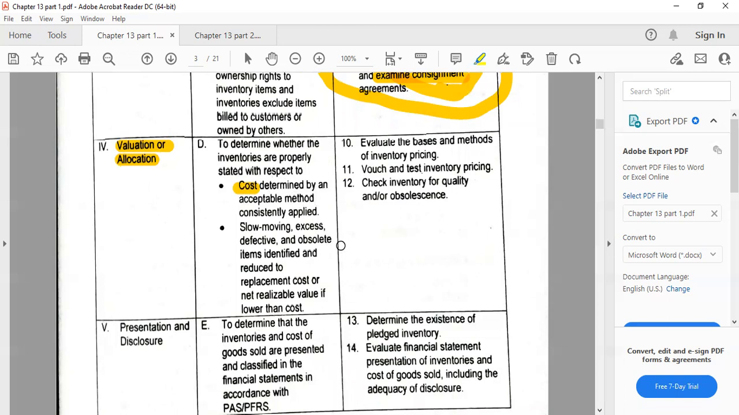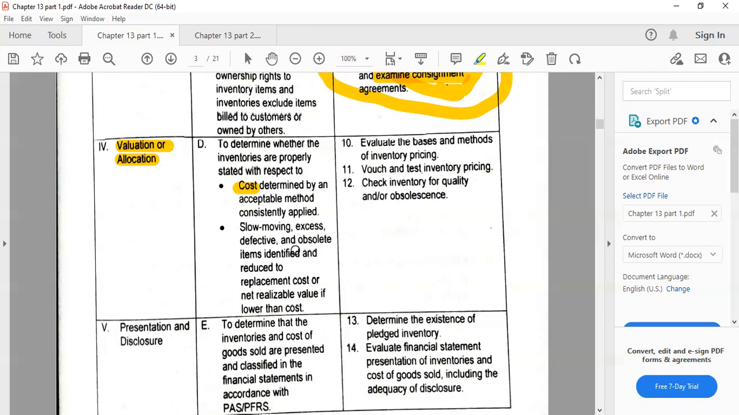Remember your basis of inventory computations. We have, let's say, if you are using FIFO or the average cost method, okay, and if you are into retail, then we use lower of cost or net realizable value, or other methods under the retail inventory method.